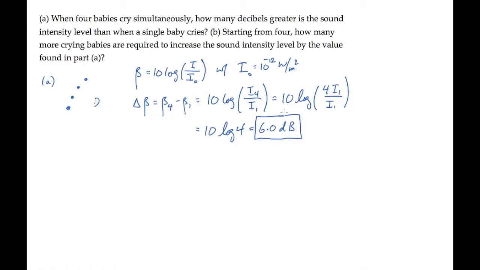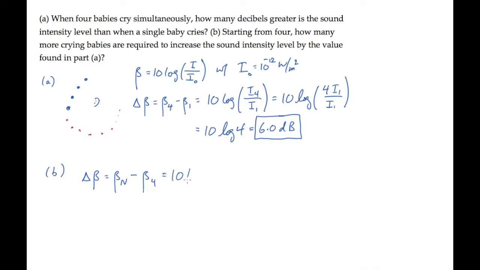In part B, we're asked to find how many more babies are required to get an additional 6 dB increase in sound intensity level. So I'll draw these red dots to indicate the additional babies crying that we need. The change in intensity level, delta beta, is now the intensity level for n babies minus the intensity level for 4 babies.